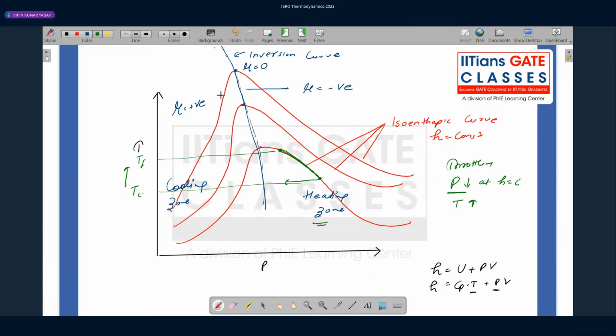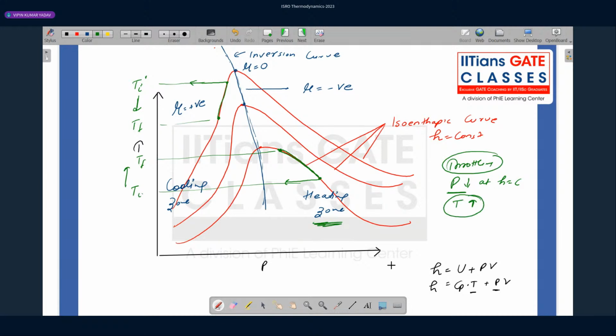Similarly, if you are on this cooling side, for example you are here and you do throttling, what will happen? Of course, pressure will decrease. So you have to go to this side, but at constant enthalpy. That means you have to travel on this curve. Now you see your initial temperature was this, and your final temperature is this. So your temperature is decreased. You understand this. If you are in the heating zone and you do throttling, then your temperature increases.